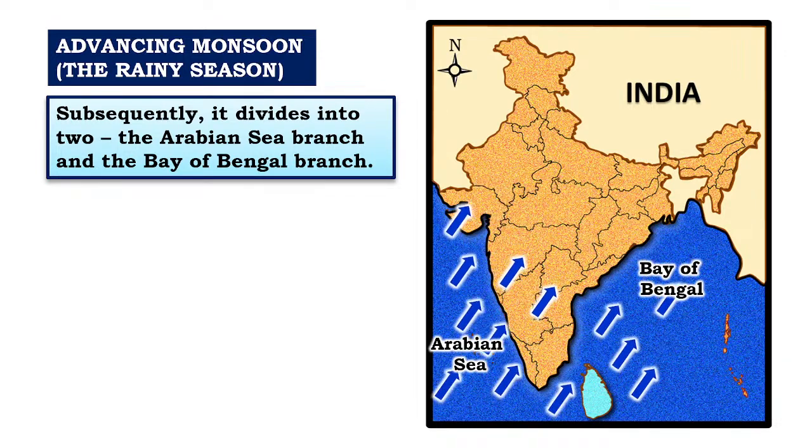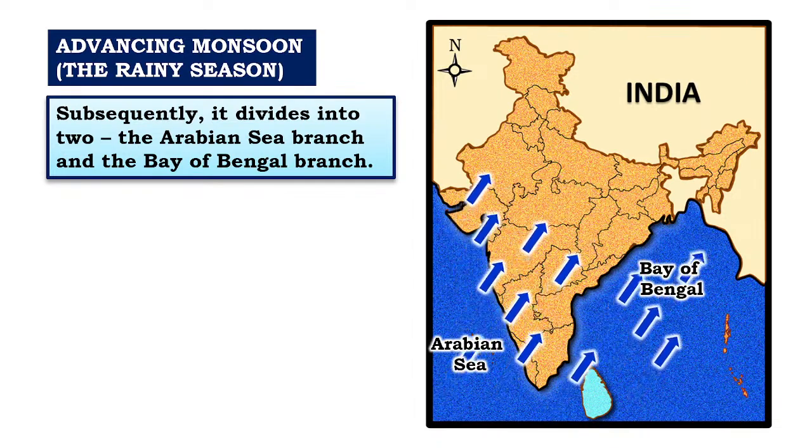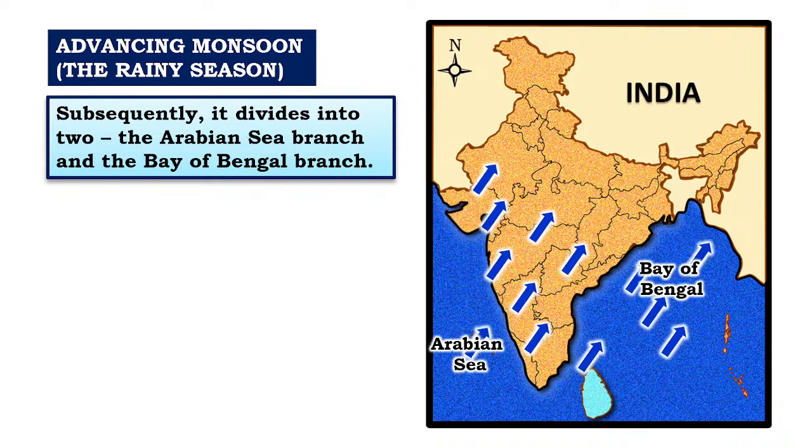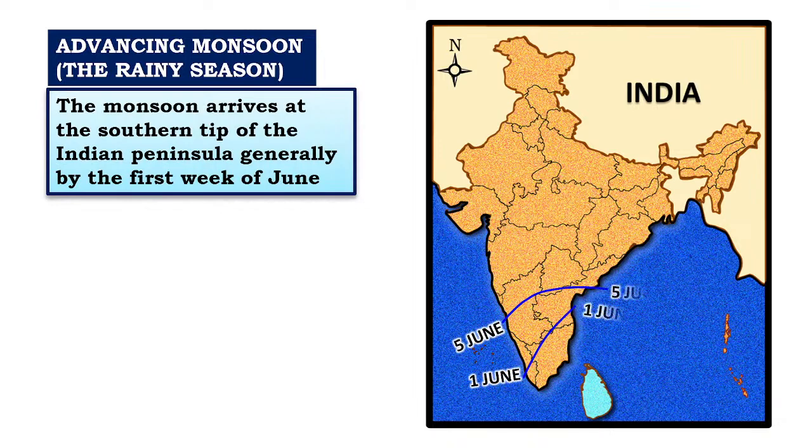Have you heard of Meghalaya? Yesterday I told you the world's wettest place, Mawsynram. Where is Mawsynram? Meghalaya, Cherrapunji, Meghalaya. Why? Because of the Arabian Sea and Bay of Bengal, the clouds are carrying water and there is plenty of rain there. Now look at this. The monsoon arrives, what is written here? In the southern tip of the Indian Peninsula, generally in the first week of June. What is today's date? 7th June. So are we in the first week of June?